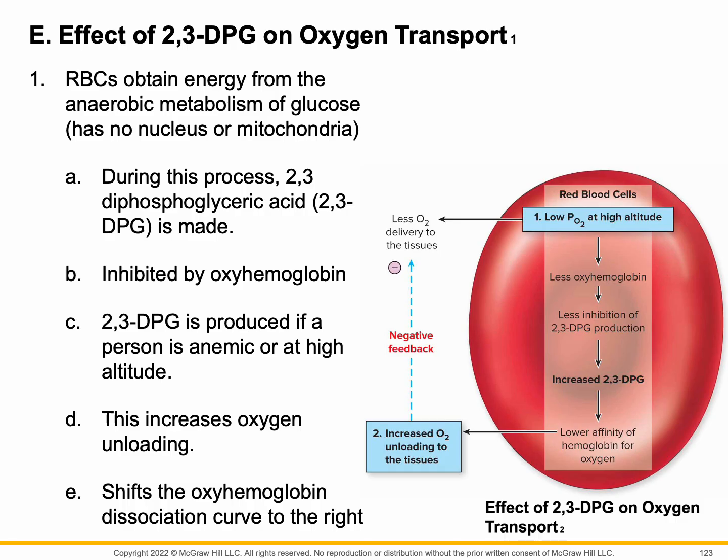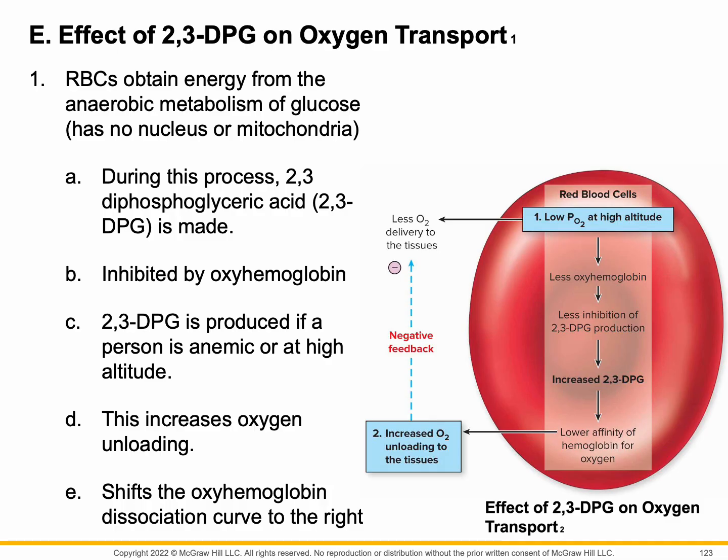Red blood cells obtain energy from anaerobic metabolism of glucose and have no nucleus or mitochondria. During this process, 2,3-DPG, 2,3-diphosphoglyceric acid, is made. It's inhibited by oxyhemoglobin. 2,3-DPG is produced if a person is anemic or at high altitude, and this increases oxygen unloading. This shifts the oxyhemoglobin dissociation curve to the right.